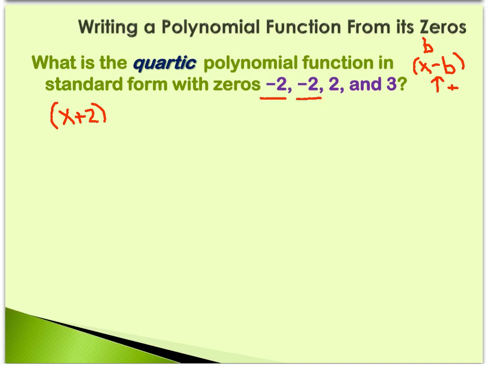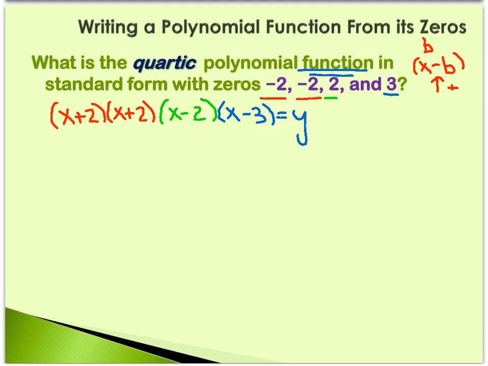Now I have negative 2 twice, so I'm going to write x plus 2 twice. Then what represents positive 2 is x minus 2. And what represents the 3 is going to be x minus 3, and that's all going to be equal to y because I'm talking about a function, okay? And your y can go on either side, obviously. So now all that we need to do is multiply.